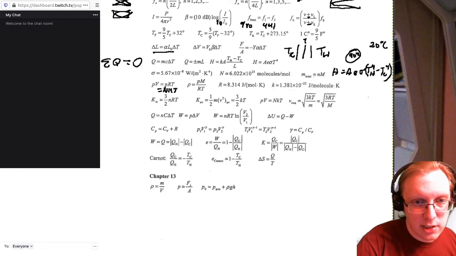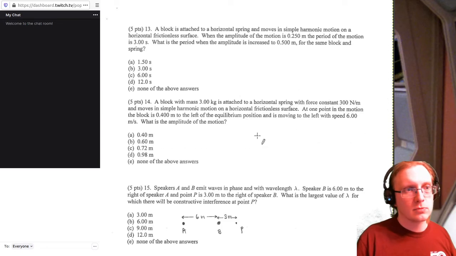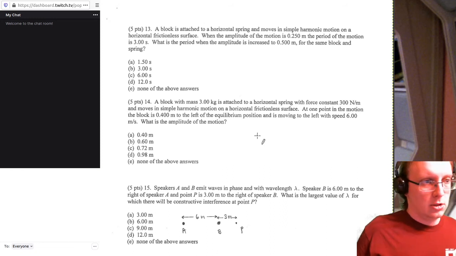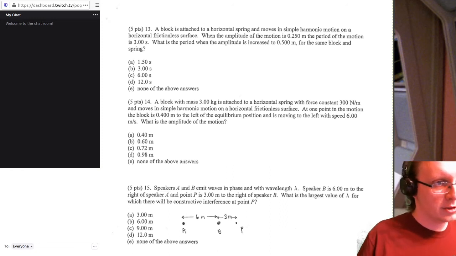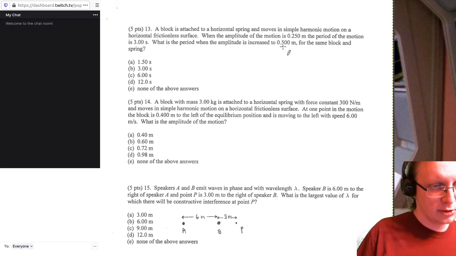Next question. Let's see the questions. All right, 2 more pages. A block is attached to a horizontal spring and moves in simple harmonic motion on a frictionless surface. The amplitude of the motion is 1/4 meter. The period of the motion is 3 seconds. What is the period when the amplitude is increased to 1/2 meter for the same block and spring?